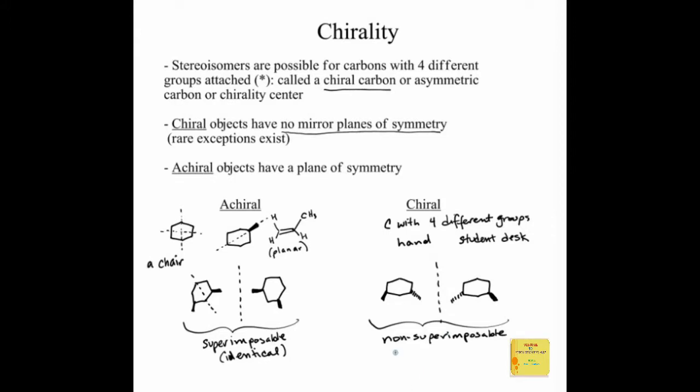And we have a name for these. When you have a chiral object and a pair of non-superimposable mirror images, we call these enantiomers. There's a lot of vocabulary in the stereochemistry unit, a lot of new terms that we will need to become familiar with. So a pair of non-superimposable mirror images are called enantiomers.